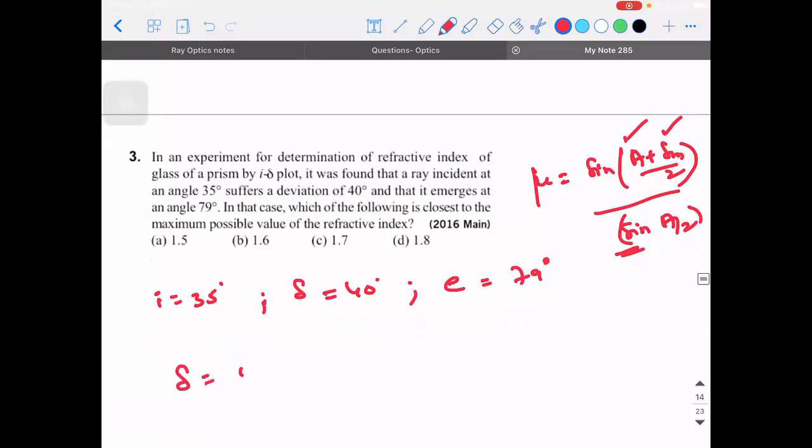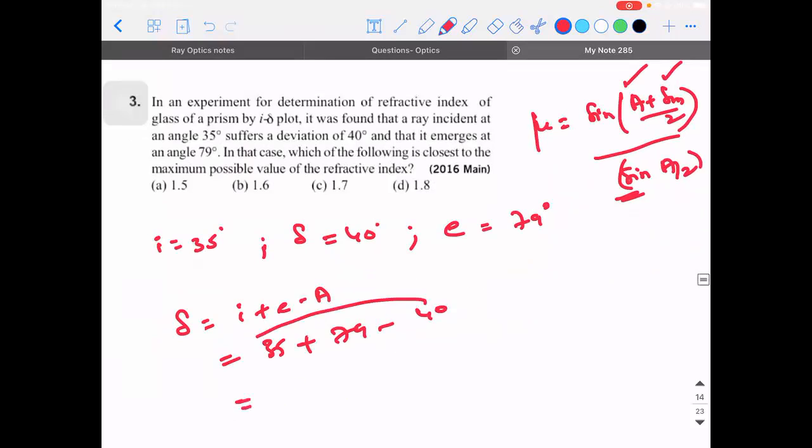So delta is equal to I plus E minus A. I is 35 plus 79 minus 40. So how much will it come? Minus 5. So 74 degrees will come. Delta comes as 74, so A is 74. Sorry, this is A, so this is 40. This is delta. So A is 74 degrees.